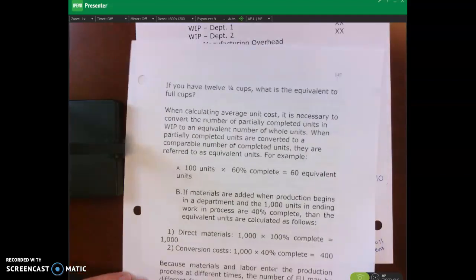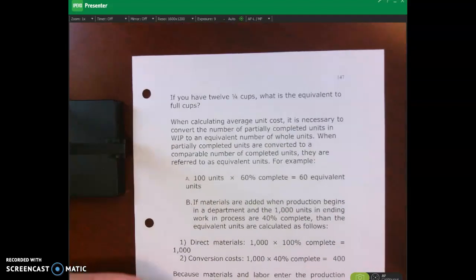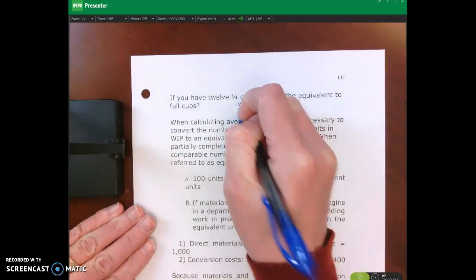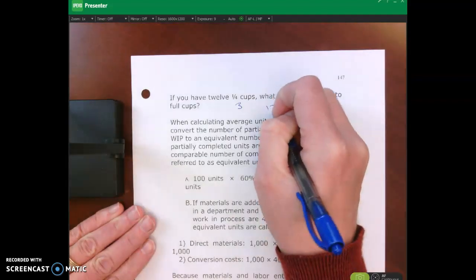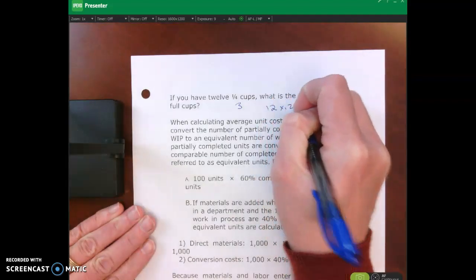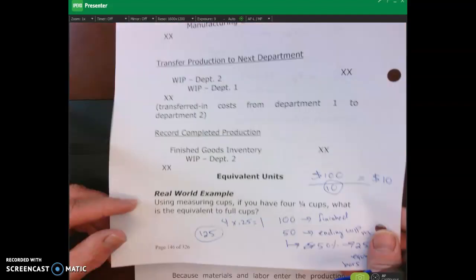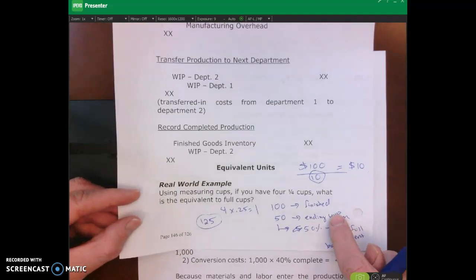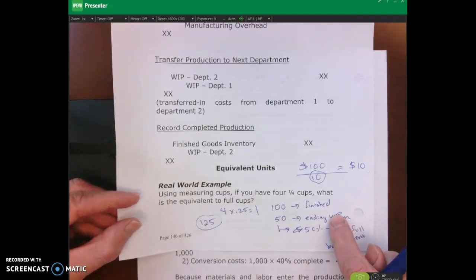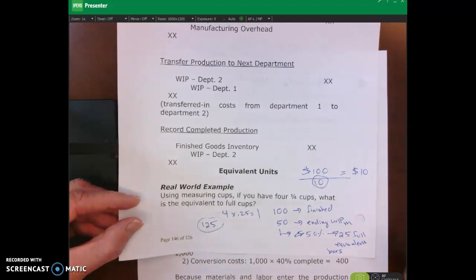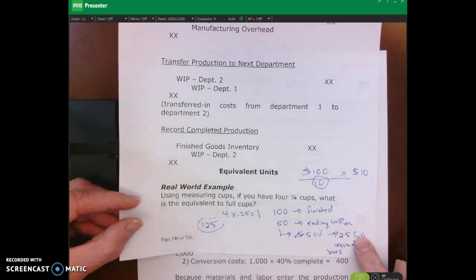Similarly, if we have 12 1/4 cups, what's the equivalent in terms of full cups? It's 3. How did I do that? 12 times my 0.25, right? Gives me my 3 equivalent full cups. And that's that same idea that I was talking about right over here with the bars of soap. We have 50 bars of soap that we haven't finished mixing, but we've mixed half of it. That means we have 25 equivalent full bars.